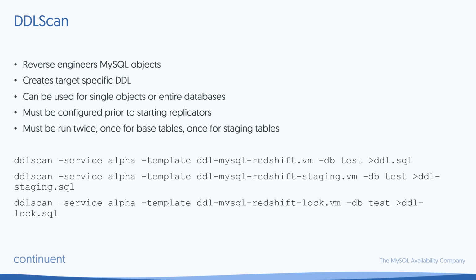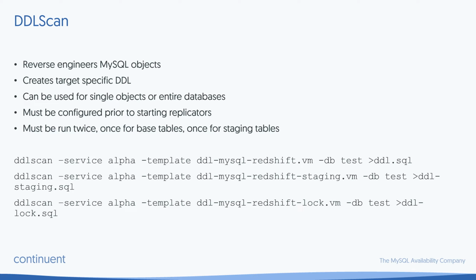We do have a tool called DDLScan, which will reverse engineer the MySQL objects and create target-specific DDL, so it will map the data types correctly for the type of target that you want to create. It can be used for single objects or entire databases. Obviously, it must be configured prior to starting the replicator, and you need to run this at least twice for Vertica and Redshift. Once, which will create the base table, which will be an exact replica in terms of column names of your source table.